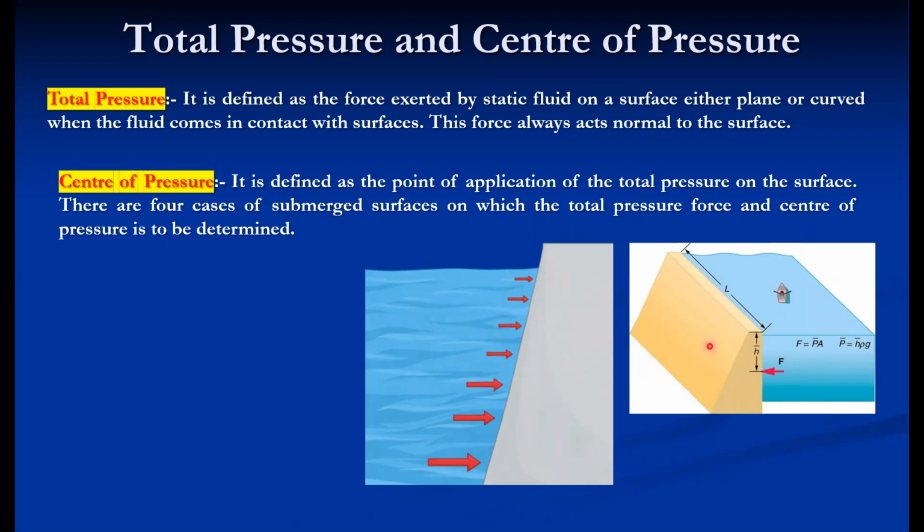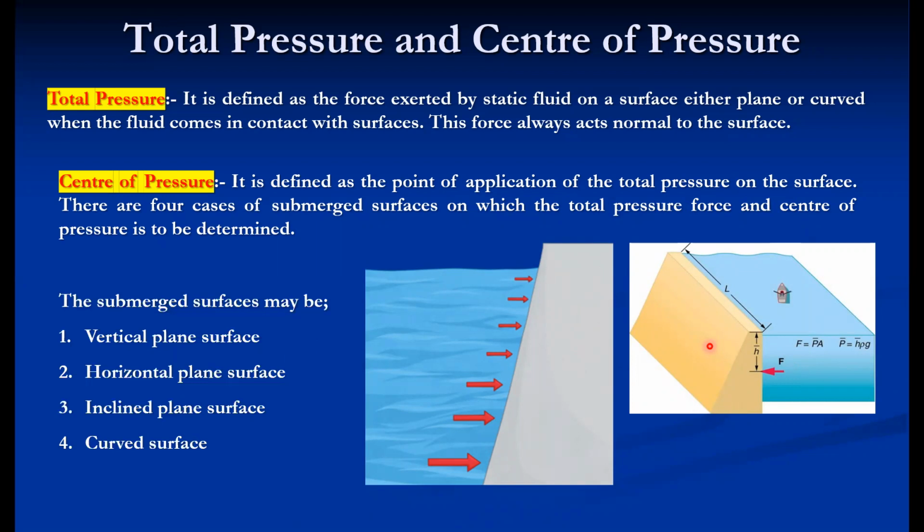So there are generally four submerged surfaces on which this total pressure force and center of pressure are to be determined. So these four surfaces are vertical plane surface, horizontal plane surface, inclined plane surface, and curved surface. So in today's session, we'll discuss how to calculate the total pressure acting on these surfaces and its point of application, or the distance of Cp from the free liquid surface, that is h bar. So first of all, we'll discuss the inclined plane surface submerged in a liquid.